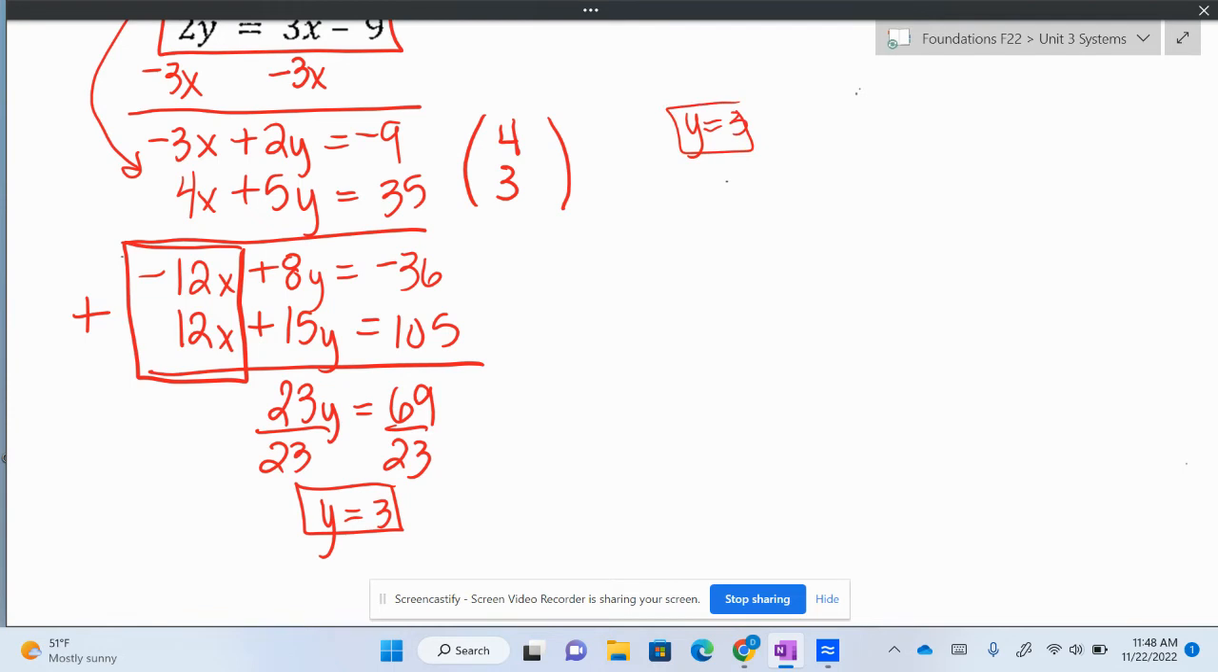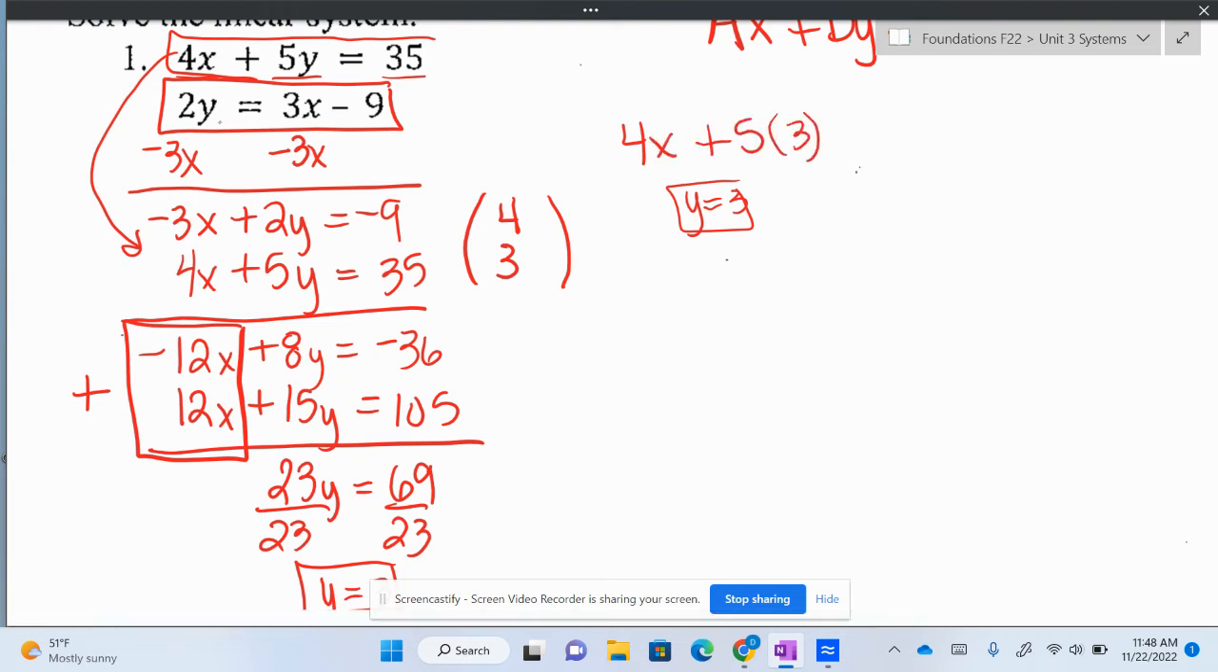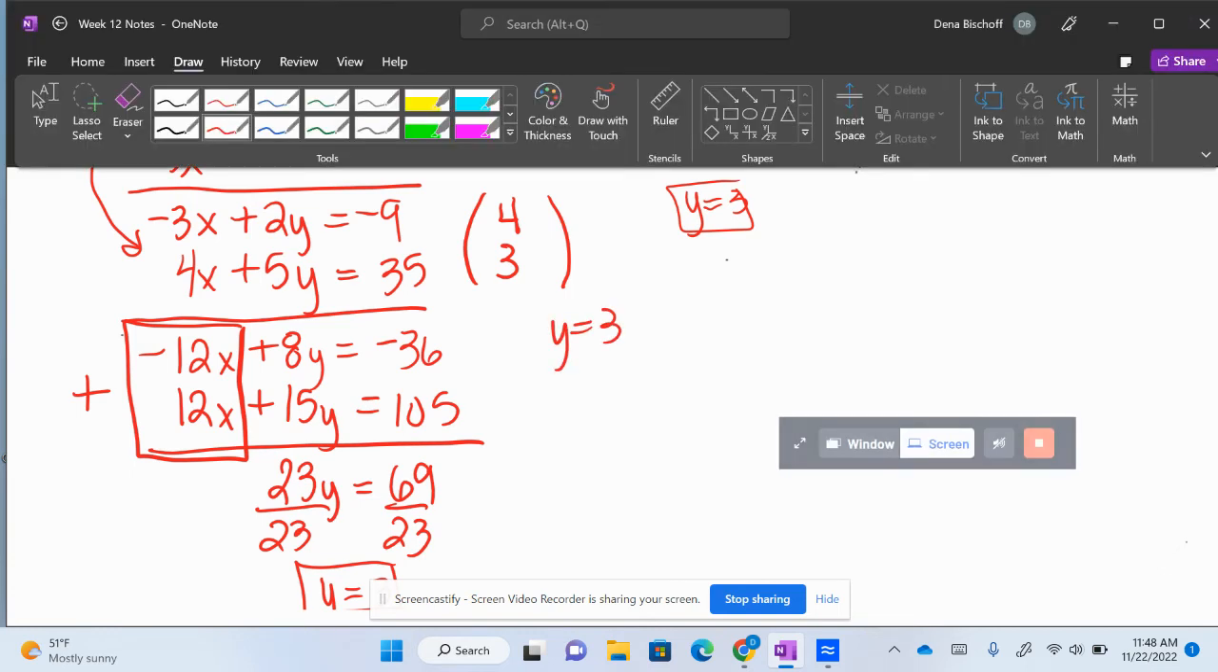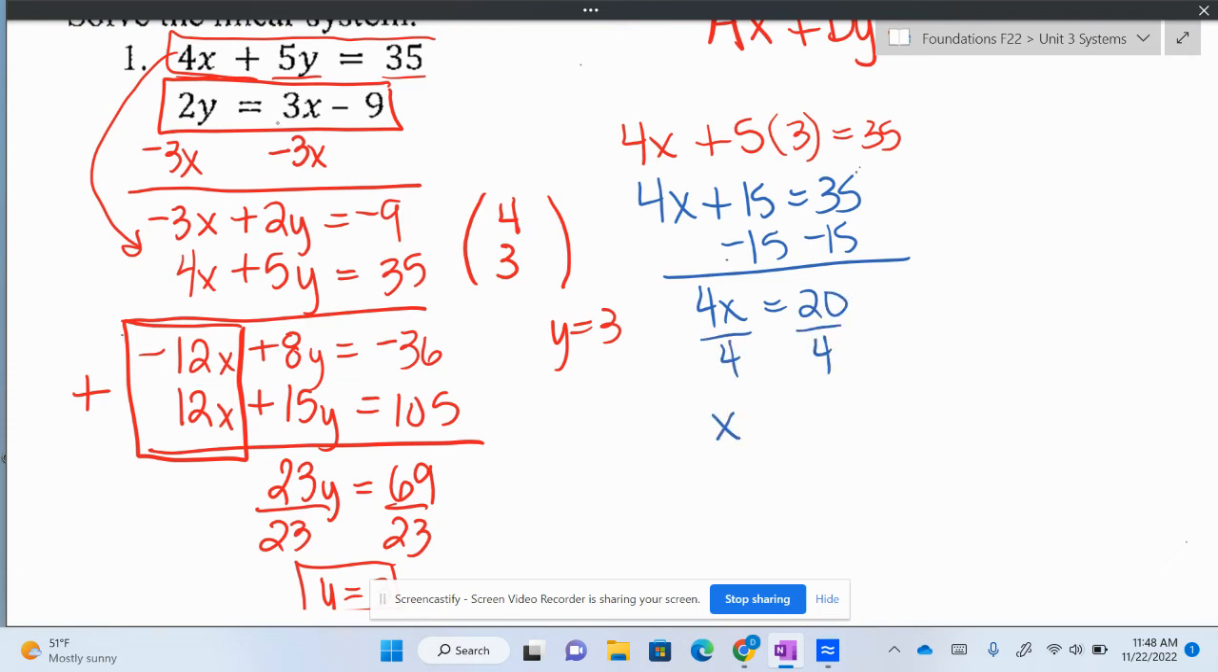Yeah, back into one of those original equations. So I'm going to put it right here in that first one. 4x plus 5 times 3 equals 35. So make sure that you always put it back into one of the originals, not an equation that you manipulated. So 4x plus 15 equals 35. I am going to subtract 15 from both sides. 4x equals 20. Divide by 4. X equals 5. So my solution is 5, 3.